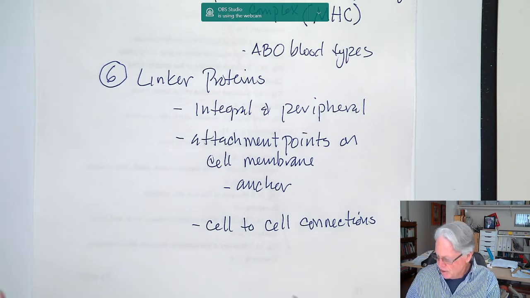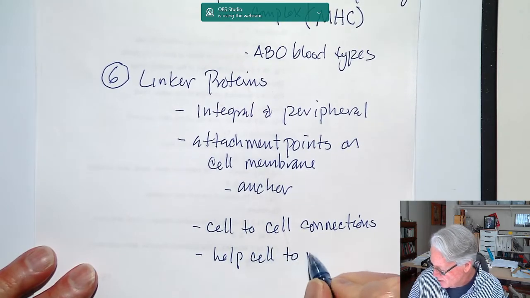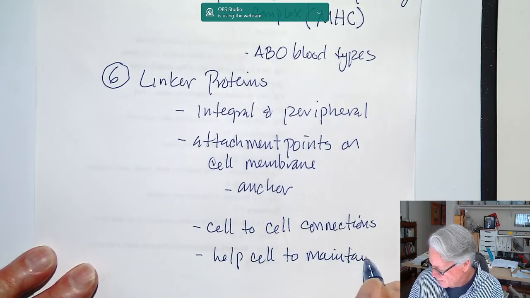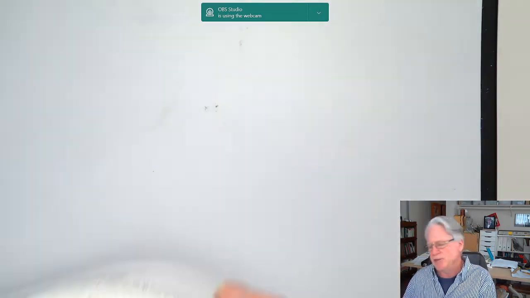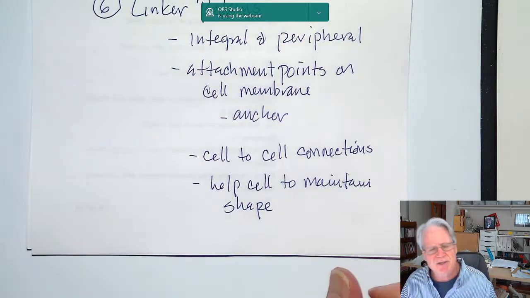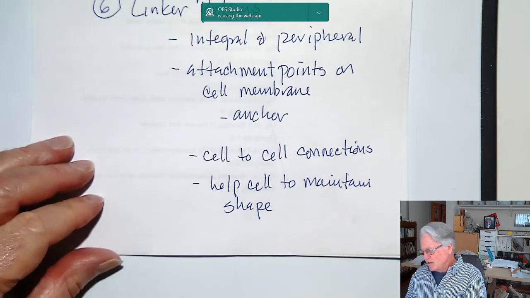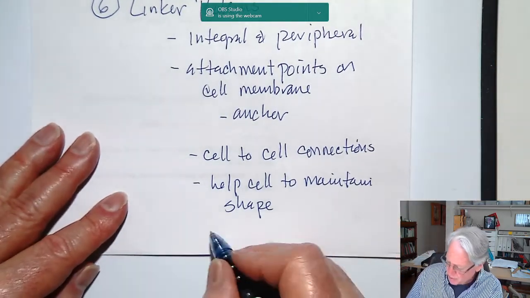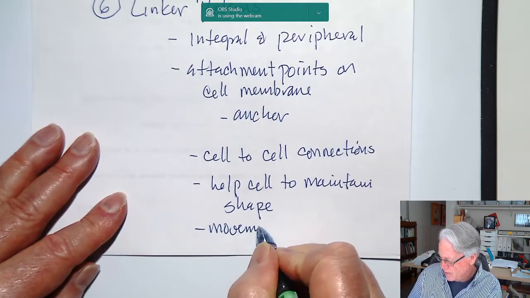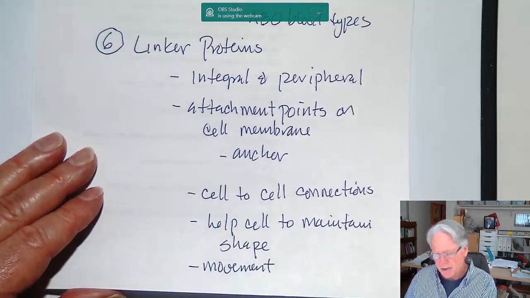But they also help the cell to maintain its shape. So many of the cells, in fact, all the cells in your body have a particular shape because they have a particular function. And that shape is maintained as a result of proteins that are attaching to that membrane and holding the membrane in a particular configuration. They can also provide movement. A whole host of different functions are attached to linker proteins that are part of the cell membrane.